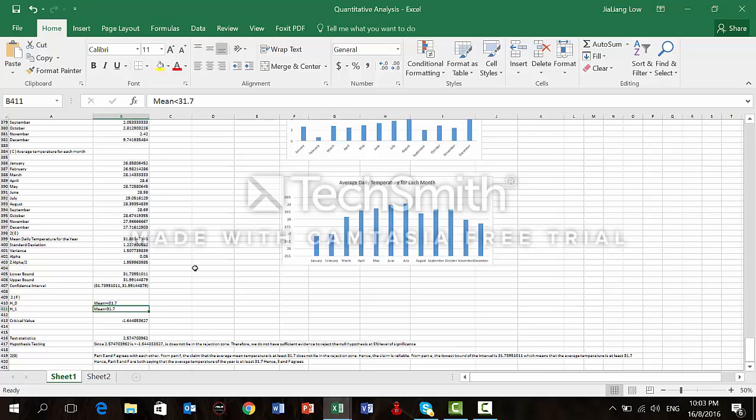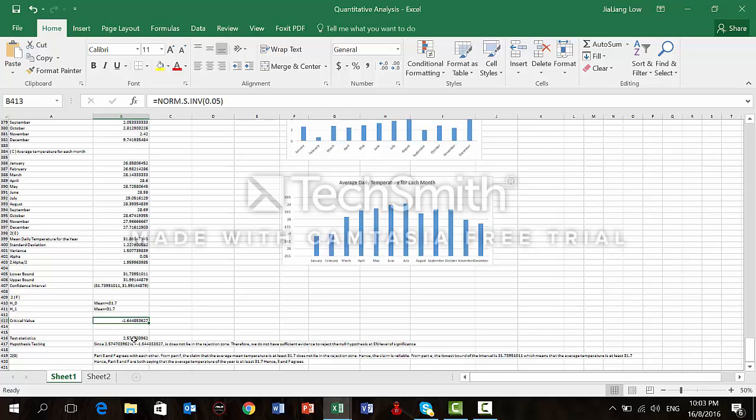And for 2F, my null is the mean is bigger or equal to 31.7, whereas my alternate is the mean is less than 31.7, and for the critical value I have to use 0.05 here because it's on the left hand side of the graph. Because it's less than 31.7, the significance level has to be pushed all the way to the left, so it will be 0.05 because that's the max, and then your answer will be negative 1.644.